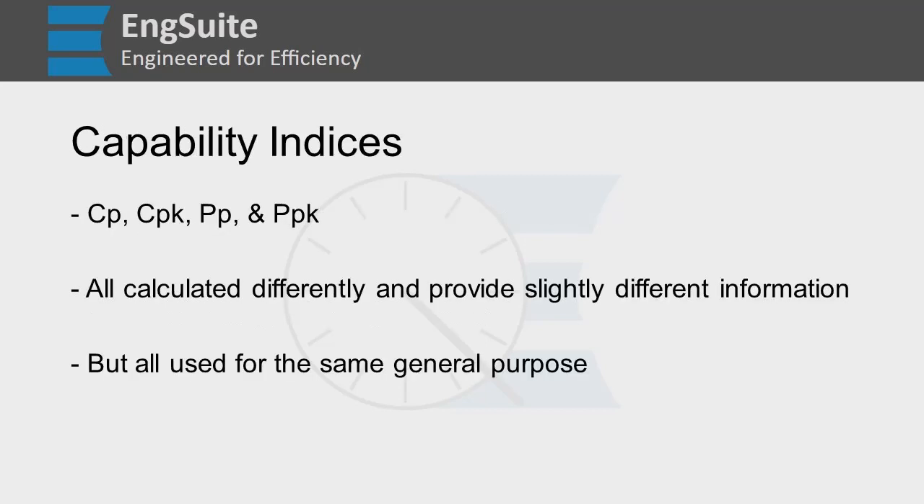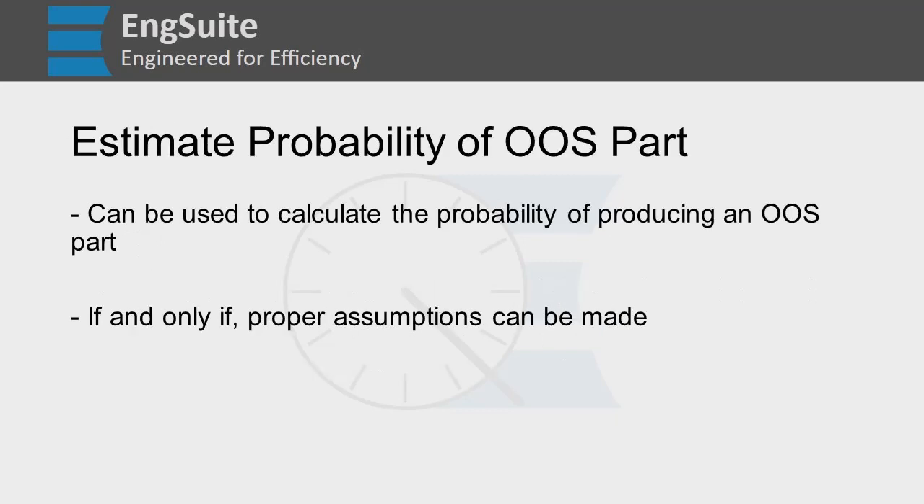So what are these capability indices? Well, you've got Cp, Cpk, Pp, and Ppk. They're all calculated differently and provide slightly different information, but they're all used for the same general purpose, and that is to estimate the probability of an out-of-spec part. So when we calculate the capability indices, especially Cpk and Ppk, we're actually calculating a modified probability of producing an out-of-spec part. And in the mathematical proof, I'll show you what that means a little more.